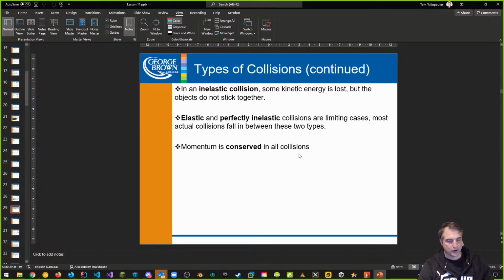Okay? So in an inelastic collision, some kinetic energy is lost, but the objects don't stick together. Elastic and perfectly inelastic collisions are limited cases, because most actual collisions fall in between these two types. One thing to note is that momentum for the entire system is conserved in all collisions, even though kinetic energy may not be conserved. Momentum is always conserved because energy cannot be created or destroyed. No matter what happens, we can't create energy, we can only transfer energy. That's all we can do.